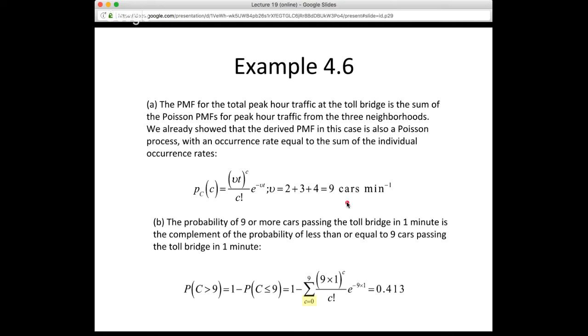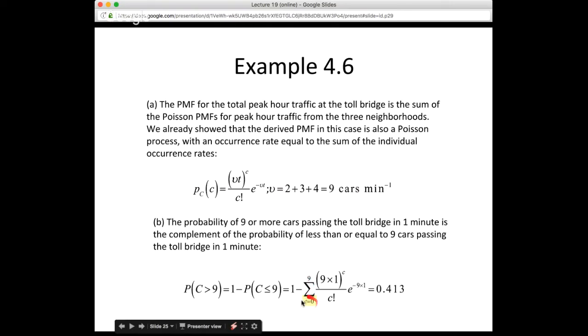And then in part B we were asked to determine the probability of 9 or more cars passing the toll bridge in 1 minute. Of course, that's going to be the complement of the probability of less than or equal to 9 cars passing the toll bridge in 1 minute. So the probability that the number of cars crossing the toll bridge is greater than 9 is 1 minus the probability the number of cars is less than or equal to 9, which is 1 minus the sum of this PMF, where c goes from 0 to 9.